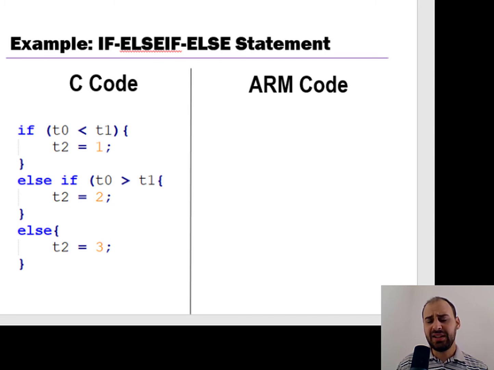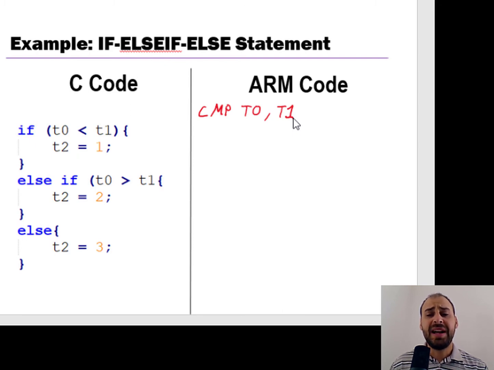Okay, so let's take a look at this. Let's do it line by line. We've got the C code, and we're going to write the equivalent ARM code. All right, so the first thing that we need to do is compare. We're going to compare registers T0 and T1.